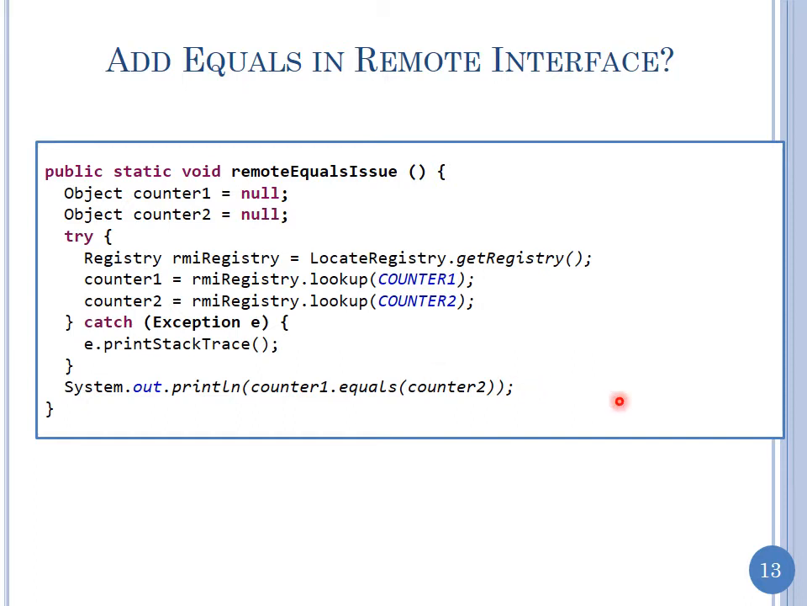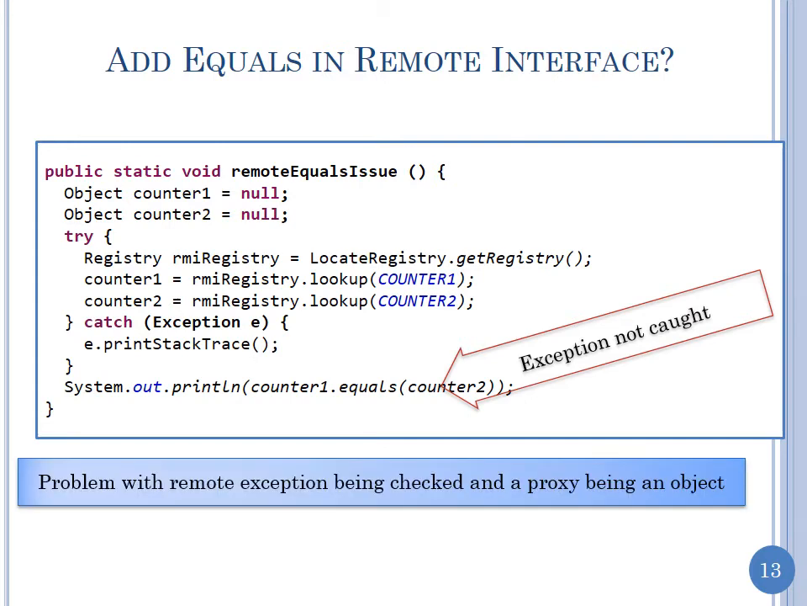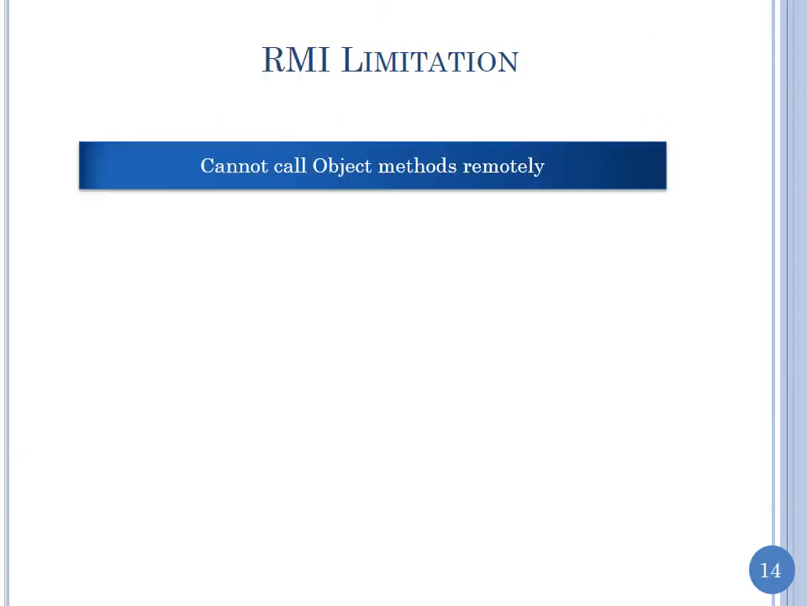So the problem is that when somebody does counter 1 equals counter 2, the exception is not caught, so we looked into this. Okay, problem with the remote exception being checked and a proxy being an object. So, proxy has to have the same method. Proxy has to follow the equals signature that's inherited from object. So cannot call object methods remotely.